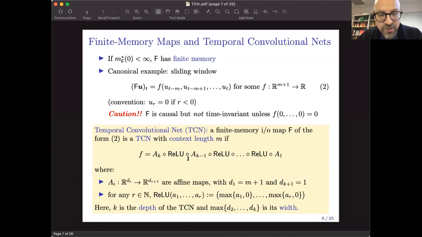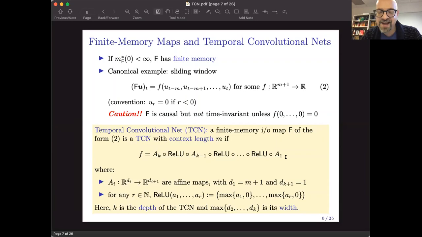And then we say that the number of layers is the depth and the maximum of the dimensions of these affine maps through the layers is the width. So we're going to argue that this is already a rich enough class to approximate certain classes of systems that have approximate finite memory on certain classes of inputs. But this is the idea.